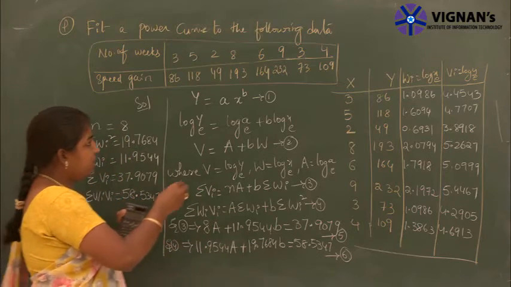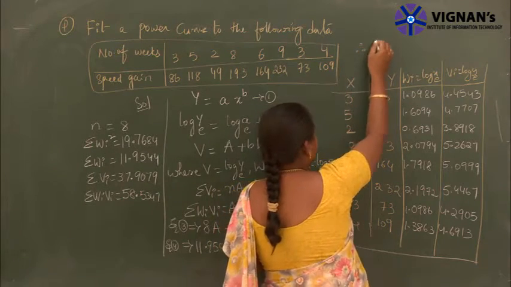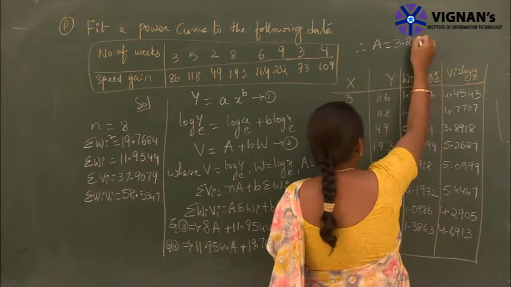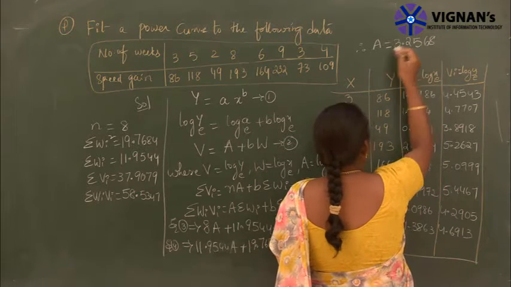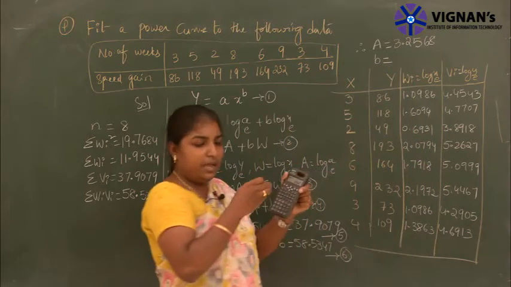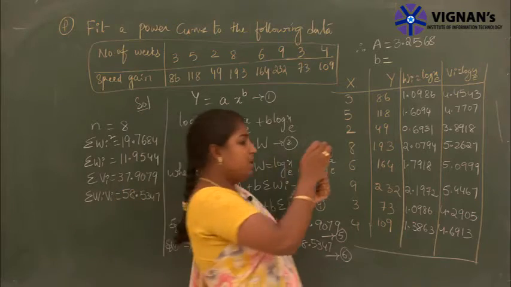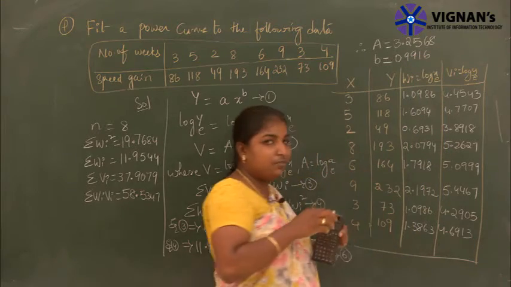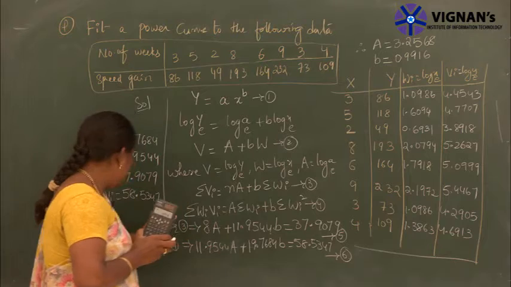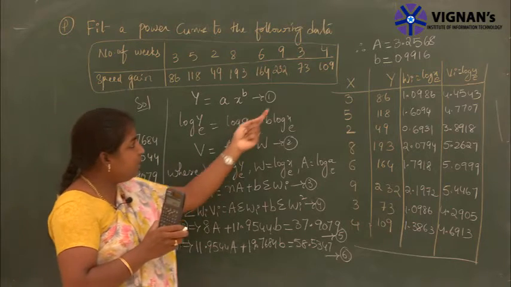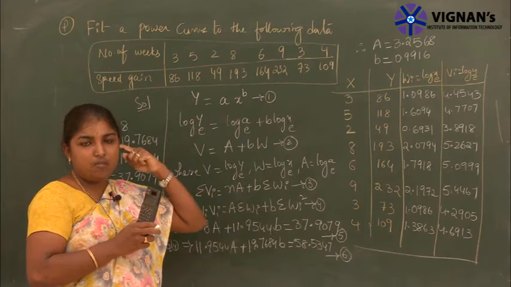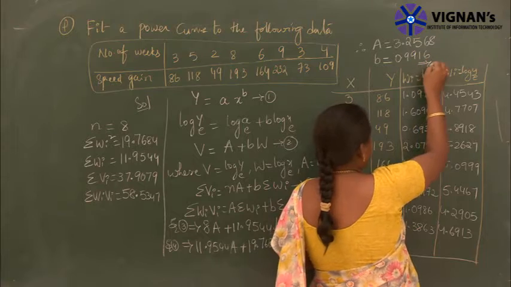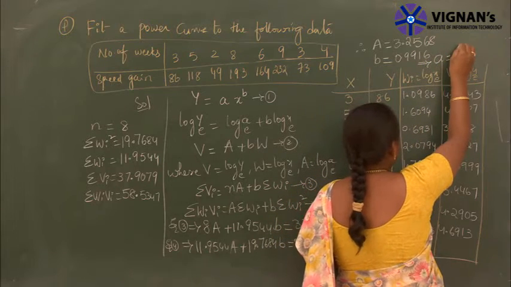So therefore we are getting capital A is equal to 3.2568 and small b is equal to, again press equal to, we get small b is 0.9916. But here we want small a. Small a can be written as antilog of capital A. Antilog of capital A means e to the power of capital A. So this implies small a is equal to e power capital A.